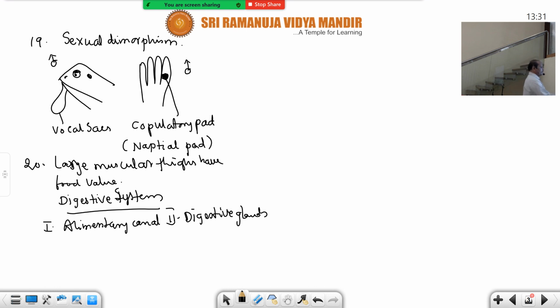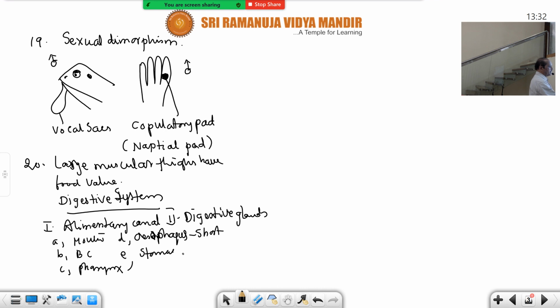Mouth leads into buccal cavity, then short tubular pharynx, then esophagus. This is also short tubular. Esophagus is very short because it is carnivore. A short tubular esophagus is present, attached to the stomach with cardiac and pyloric regions only. Stomach contains two regions, cardiac and pyloric. Fundic region is absent in the frog, except in man it is present.